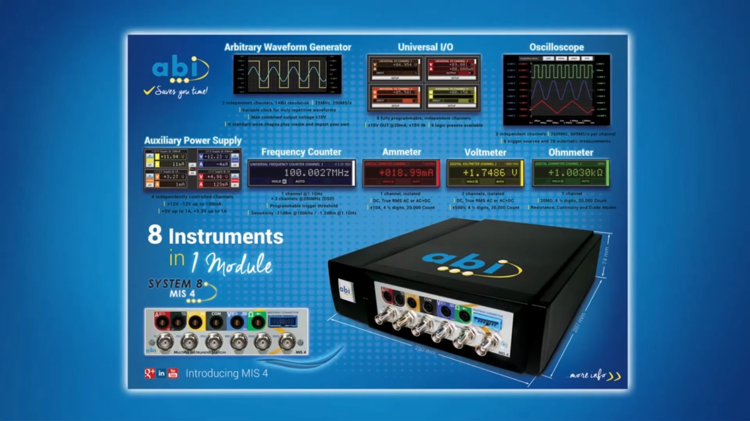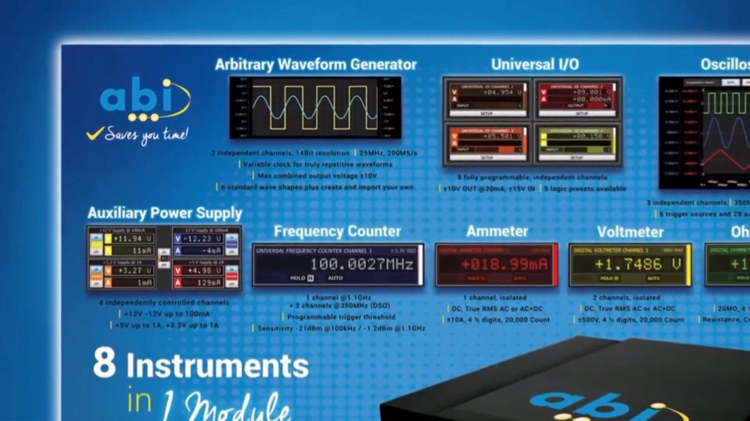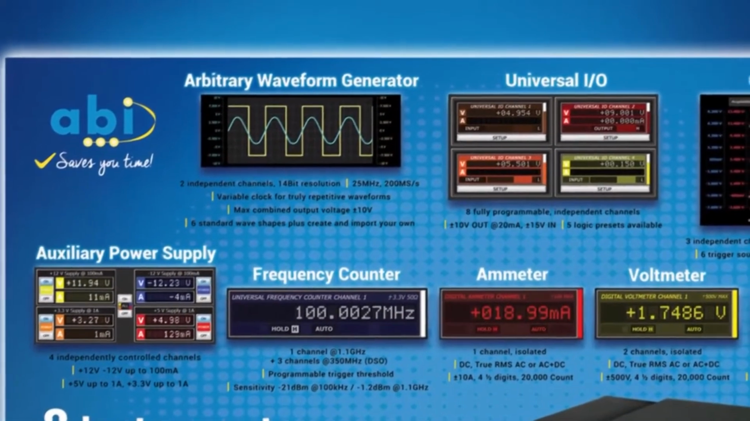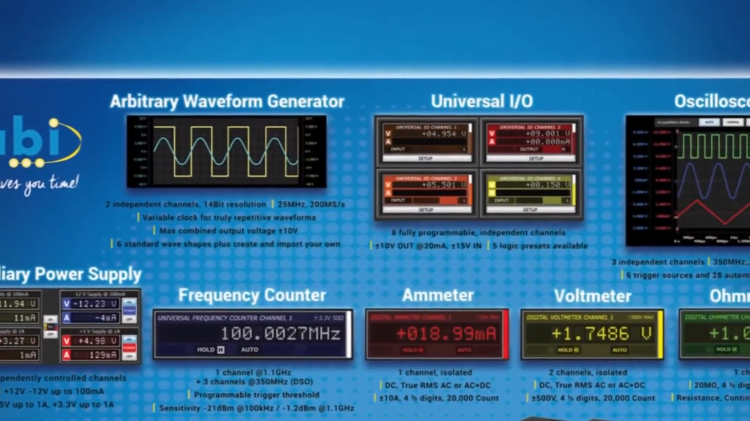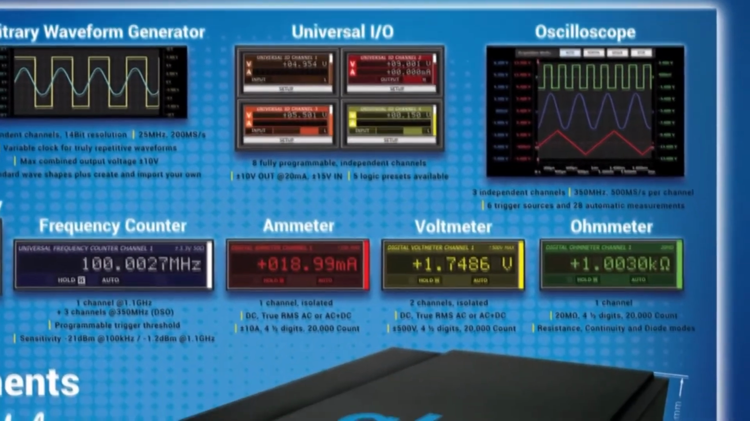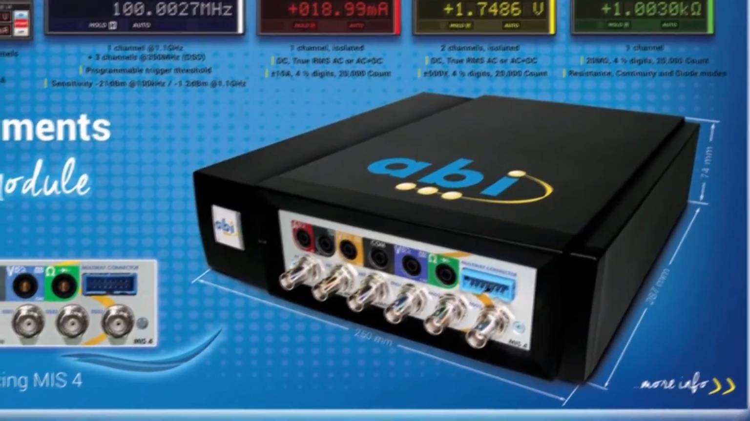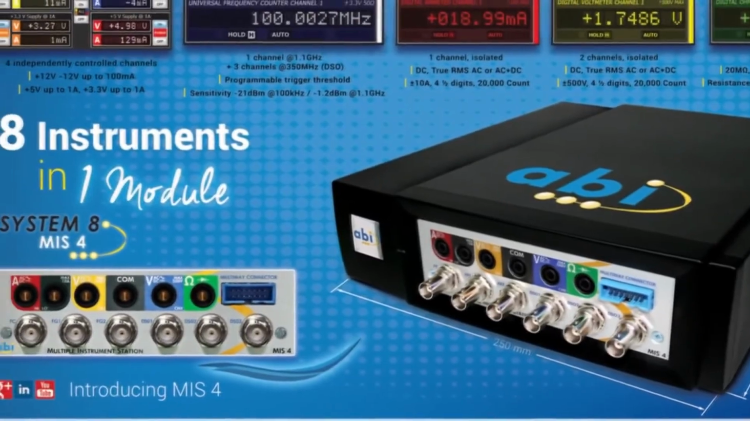The ABI Electronics Multiple Instrument Station, MIS4, is a unique all-in-one testing tool that combines 8 commonly needed test instruments in one compact, programmable module. The MIS4 combines a 25 MHz arbitrary waveform function generator, 8 programmable I/O channels, a 3-channel 350 MHz scope, a frequency counter, 3 isolated meters, and 4 power supplies.